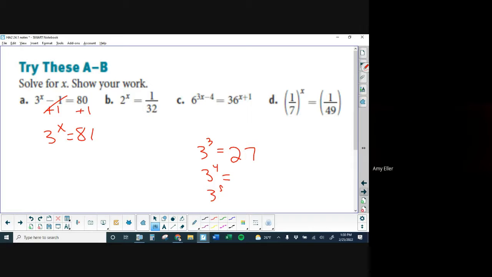James is a math guy. What is it? 3 to the 4. Okay, so I'm going to rewrite 81 as 3 to the 4th. So now I have the base of 3, which means the exponents have got to match also if these are going to be equal, and I'm done.